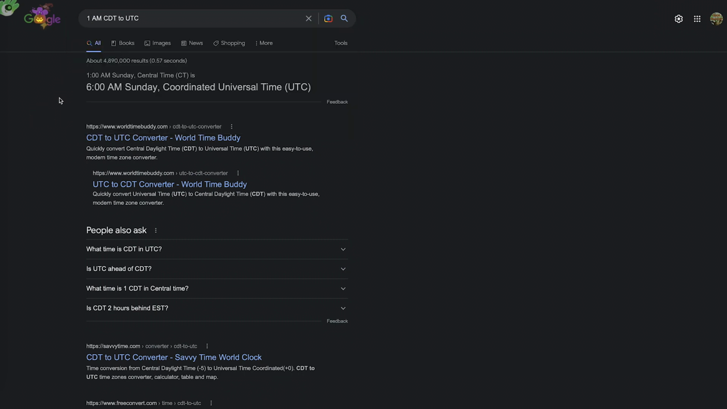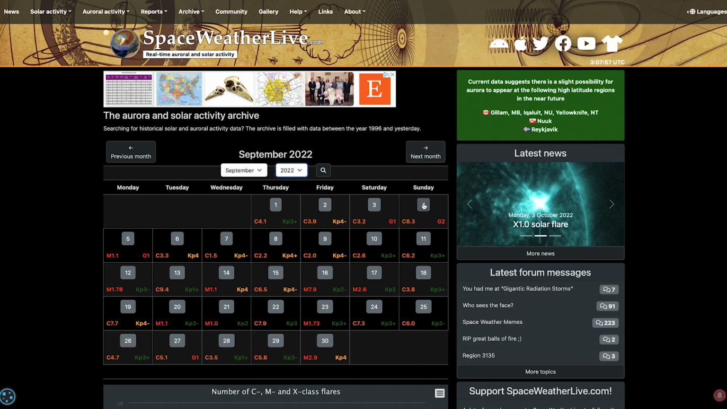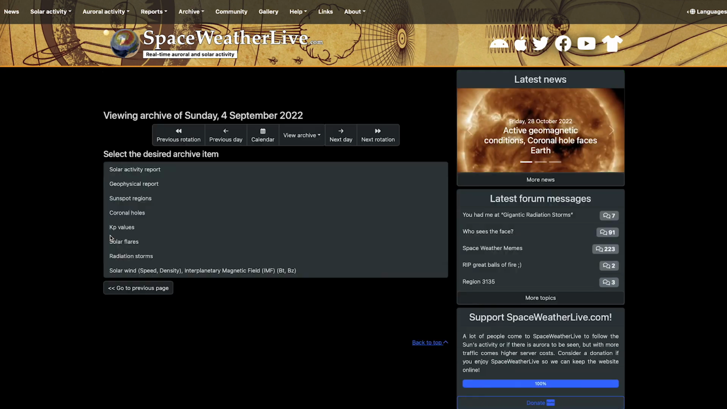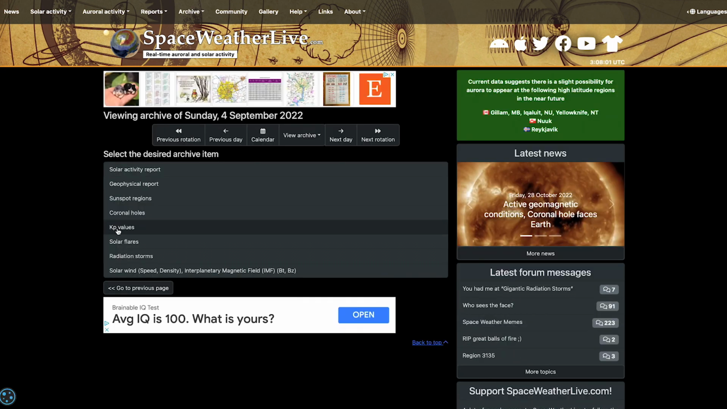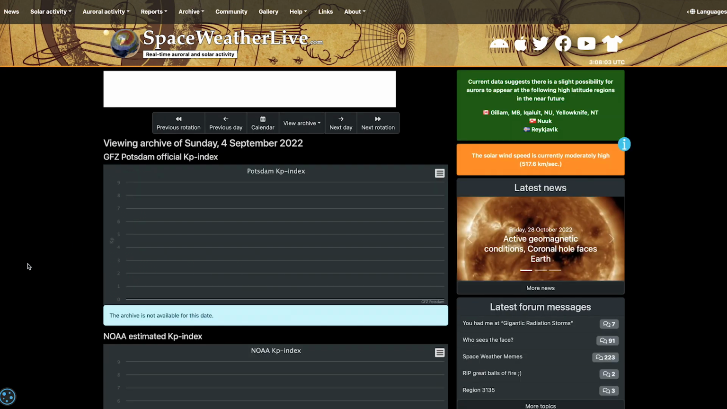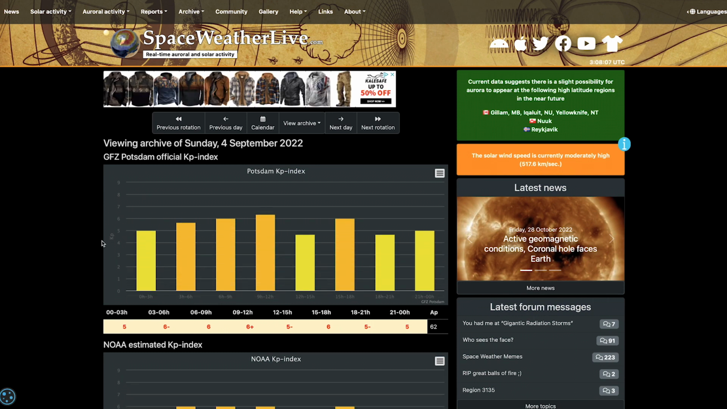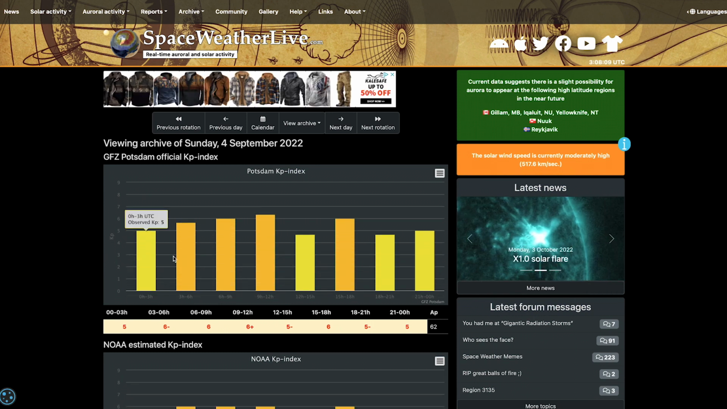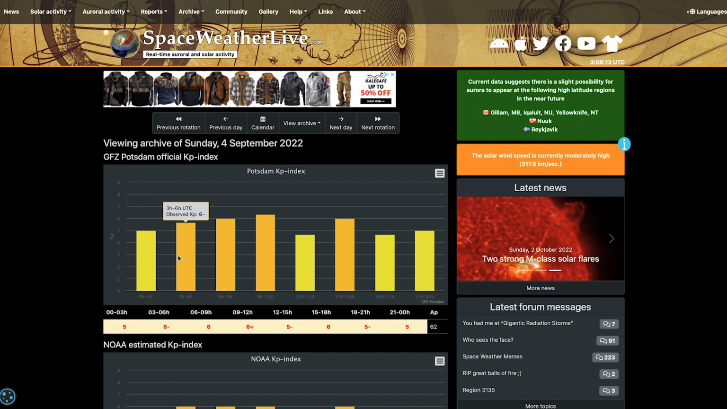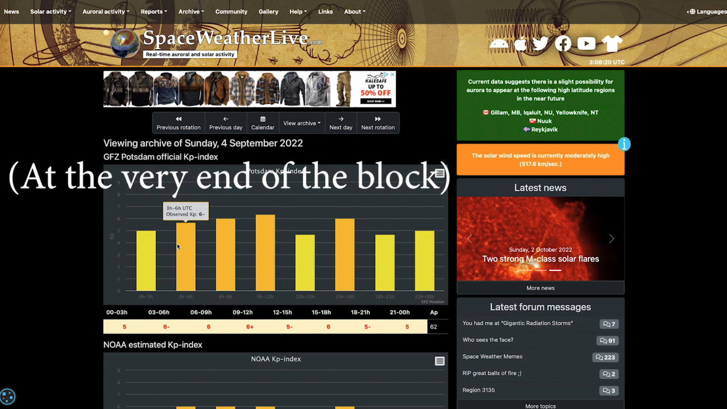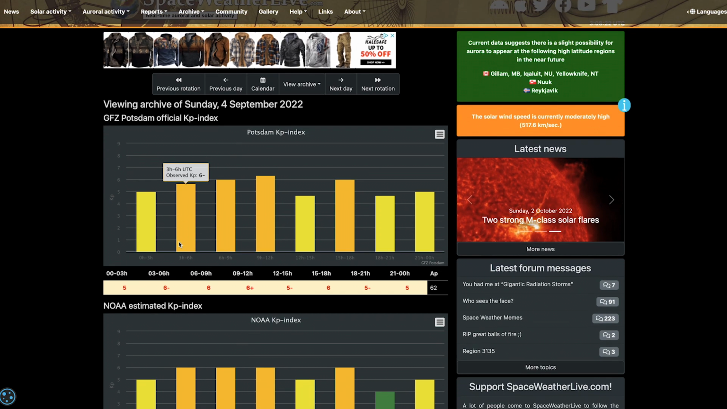1 a.m. Central Time is 6 a.m. in UTC. So we can go to the 4th, same date as we want. Click on KP values, and then find the time slot that we want, from 3 hours to 6 hours. So 6 would be this stretch right here. You can see KP was 6 minus.